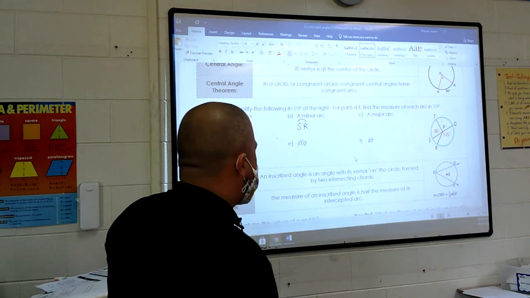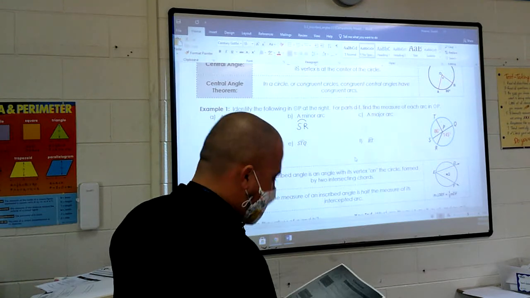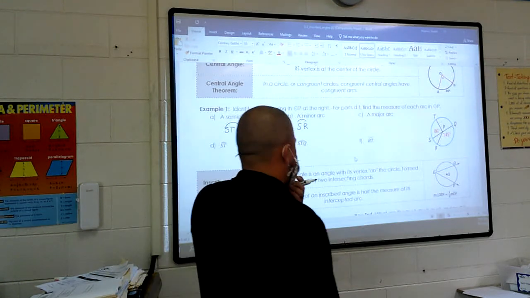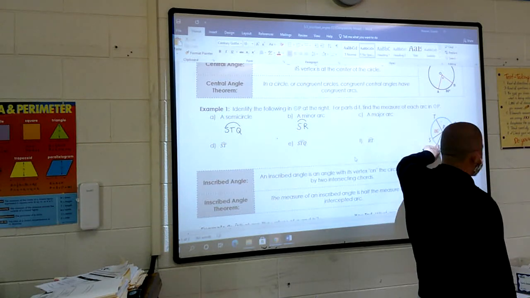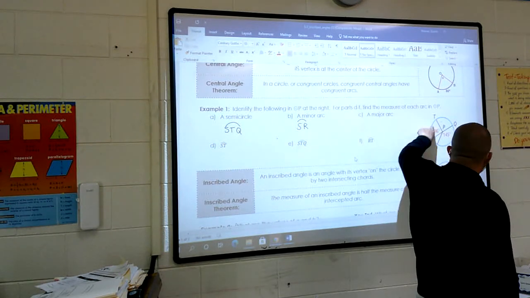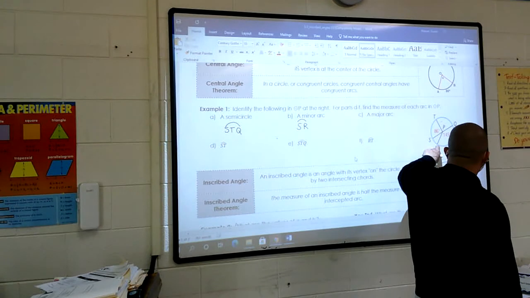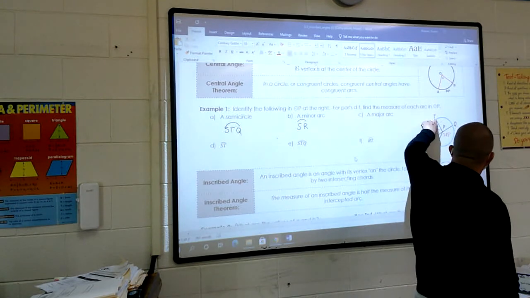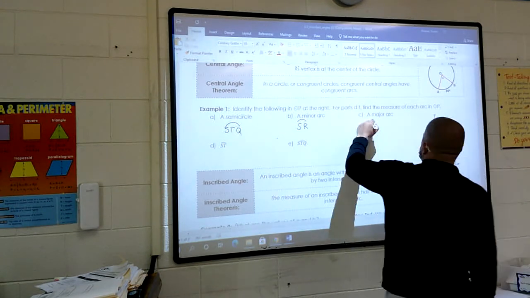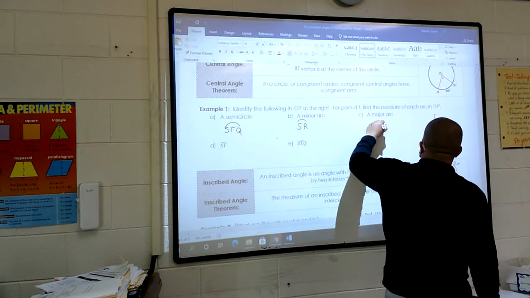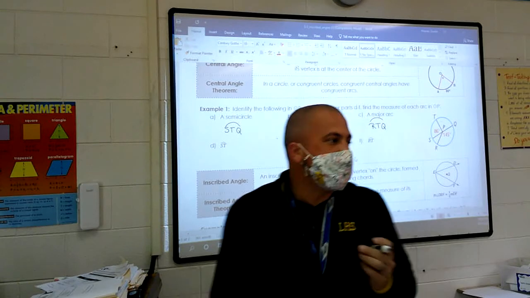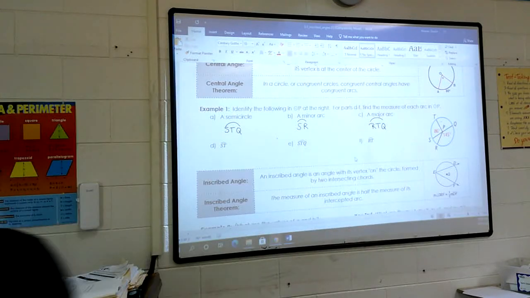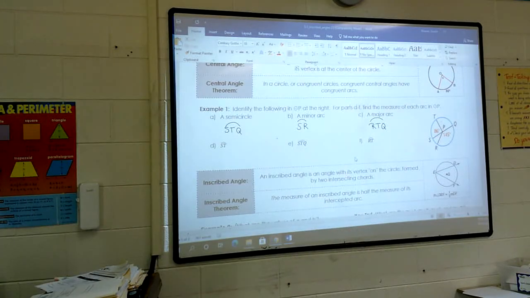A major arc is one that is more than 180. So let's think about that. If we want to go more than 180, we could start here because we know STQ is 180. So what if we did R to T to Q? That would be more than 180. So that would be a major arc. And you only have to put 3 letters there instead of 4. So you don't have to put R, S, T, Q.